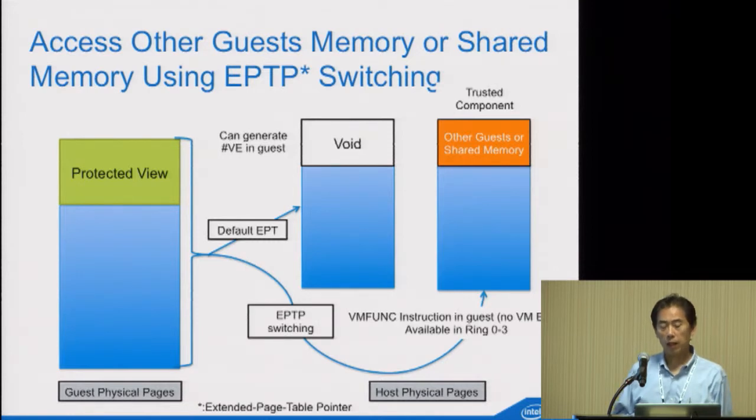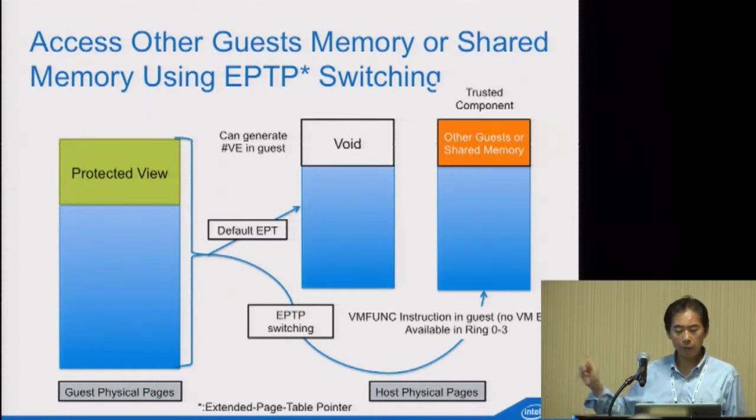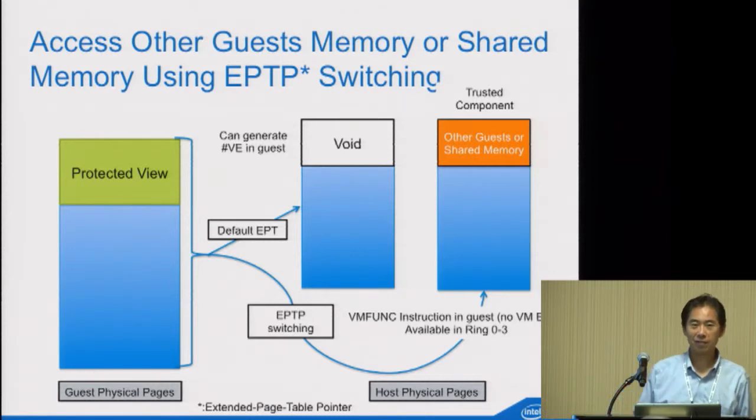The instruction for this is so-called VM func. We have VM func 0, and this is available in guest only. It doesn't cause a VM exit. I'll have more detail on the next page. And this is available even in the user mode, Ring 3. It sounds dangerous, but the mapping must be done by the hypervisor.